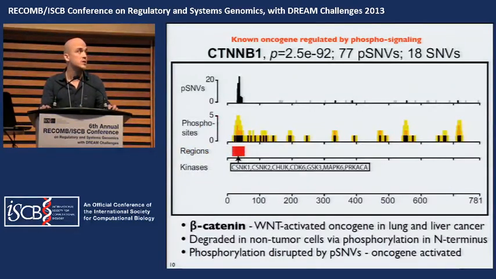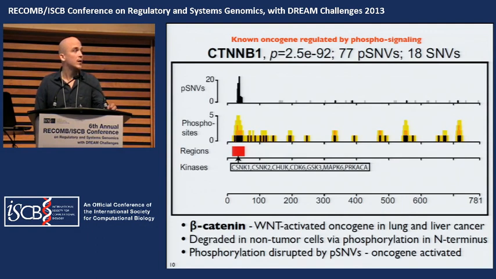Here's one example which serves as a good positive control. This is beta-catenin. It's a Wnt-activated oncogene that is known to be active in several cancer types. And it's fairly well recognized that this oncogene becomes active when the phosphorylation is disrupted in the N-terminal sequence. You can see here from the top chart, this is where the mutations of beta-catenin accumulate. There's more than 20 per site at some point.